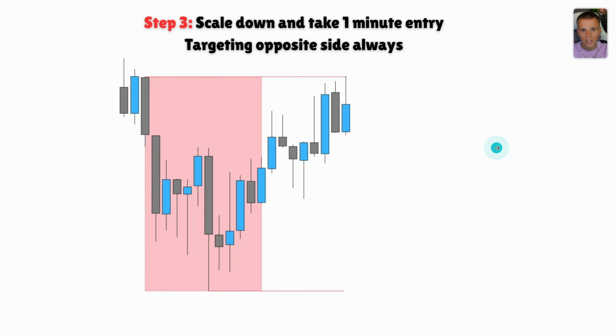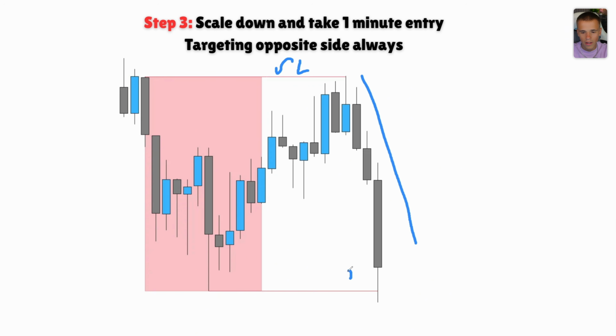The next step is to scale down to a lower time frame. It's going to be a 1 minute time frame where we are going to enter the market, and we are just going to target the opposite liquidity. Basically, we're going to target the other side of the market. The whole logic behind it is that right here we manipulated to the upside, took out all of the stop losses, and then after that we manipulated the downside, taking out all the stop losses from this low too.